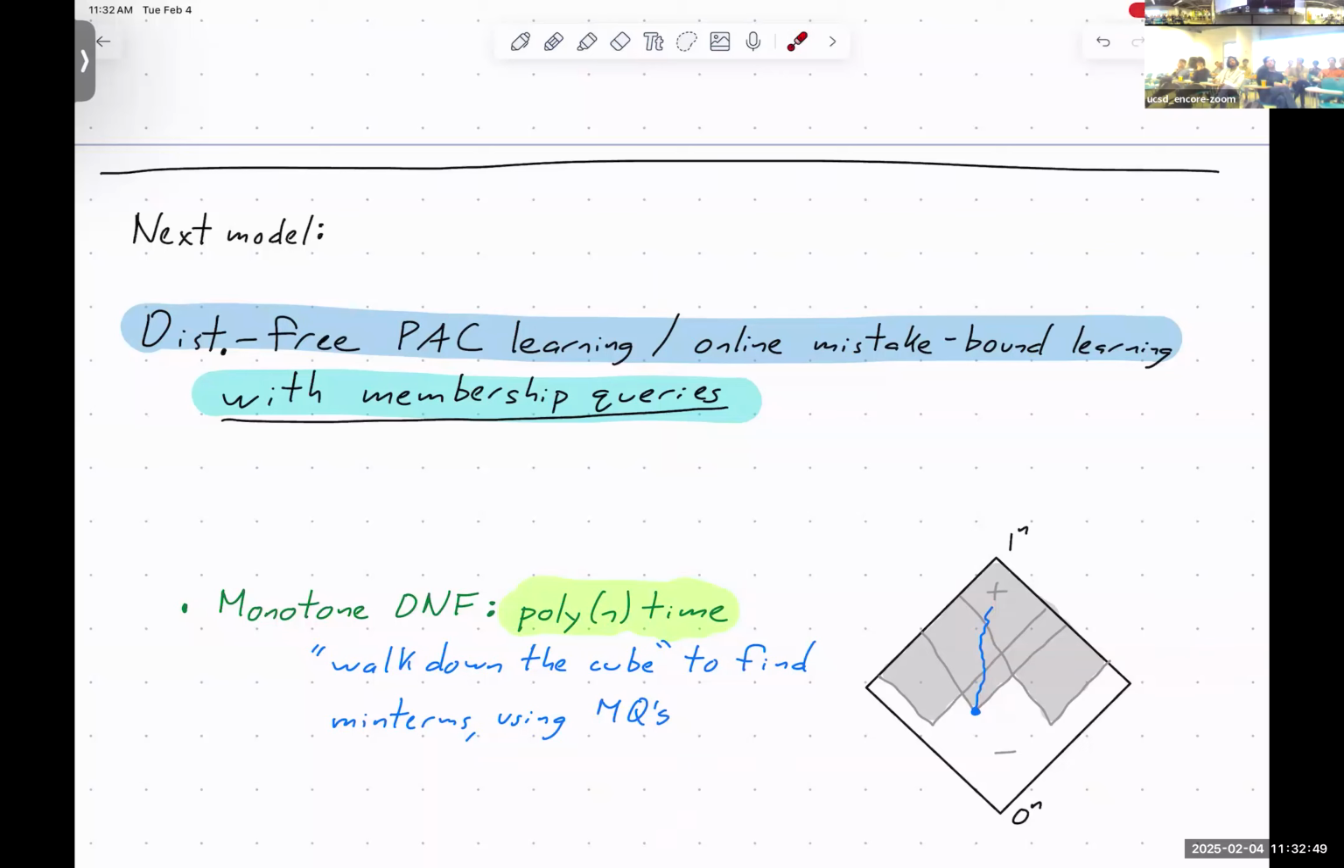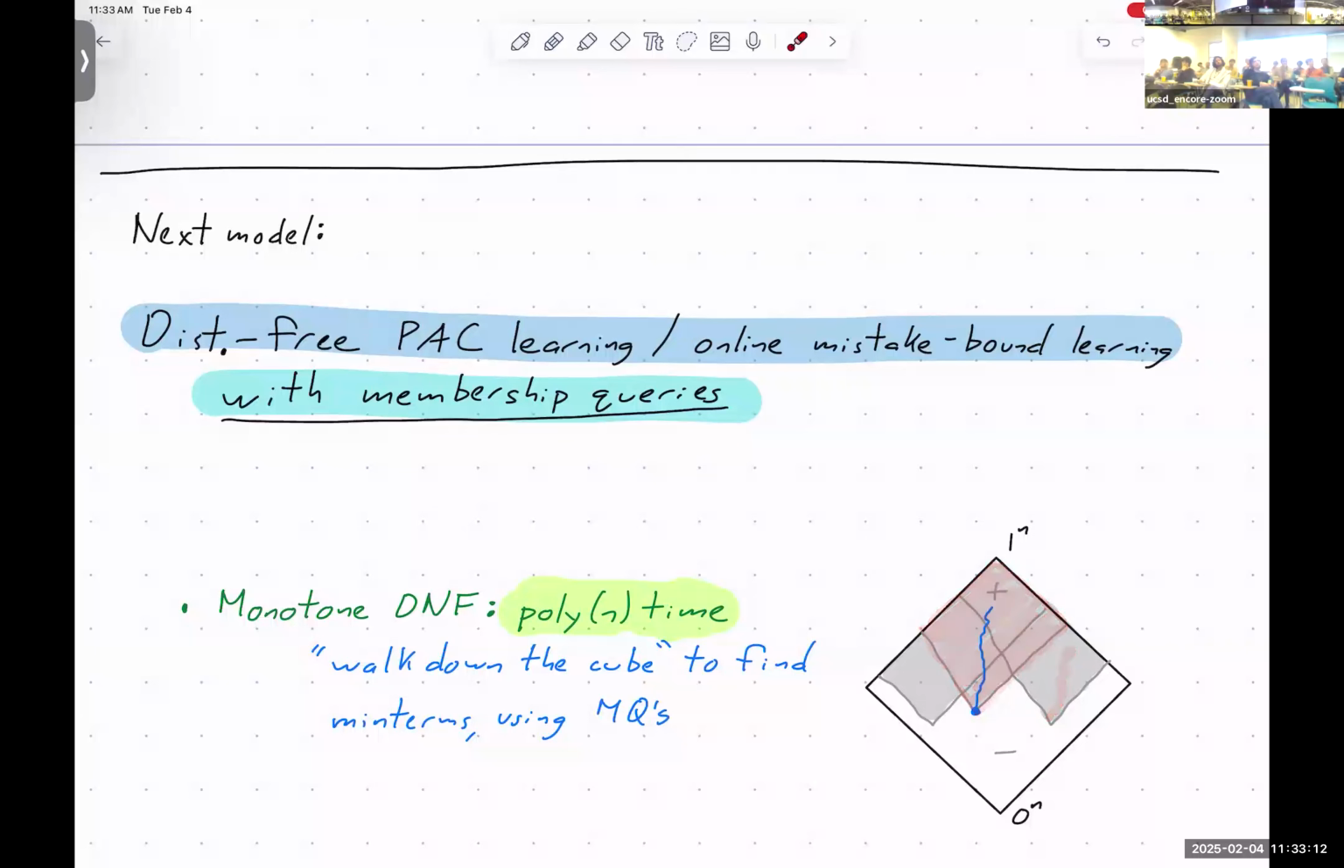If it's a monotone function, you're going to land at a minterm. The minterm is exactly one of the terms in your monotone DNF. So now you have a better hypothesis than the initial one, which was the constant zero function. You say, well, maybe it's a one-term DNF and this is it. If you get a counterexample, it's going to be a point over here. And again, you can start walking down and find another term.